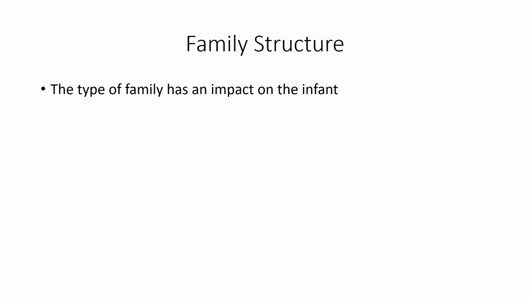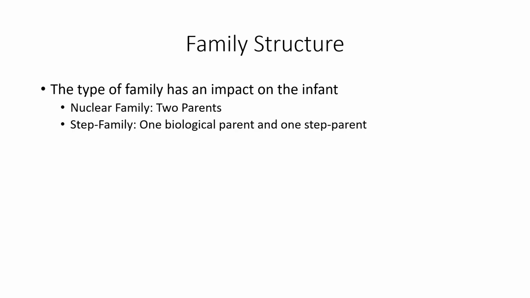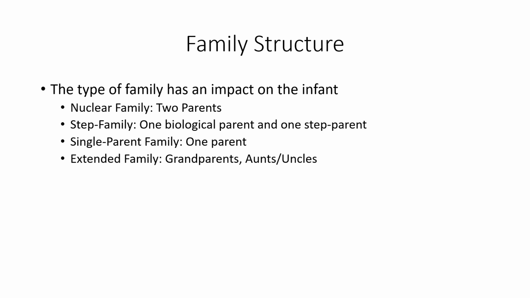As far as family structure, the type of family structure has an impact on infant development, which we will get to in the next few chapters. Things like a nuclear family where there's 2 parents, step families where there's a biological parent and a step parent, single parent families, extended families where grandparents, aunts, and uncles are there. There are big cultural and historical differences to all of these, and we will talk about these in the coming chapters. But these do impact infant development.